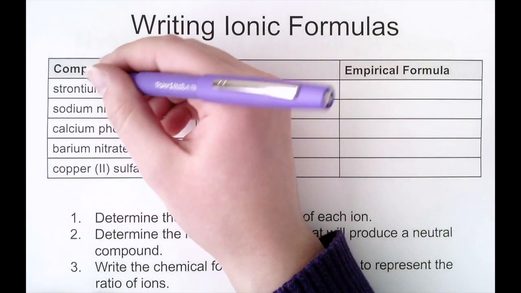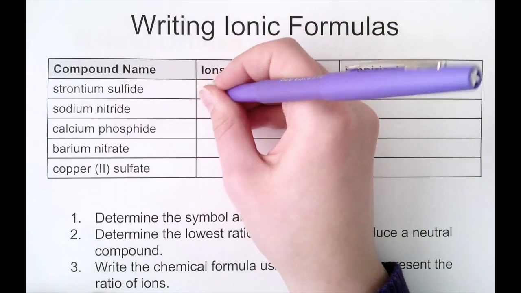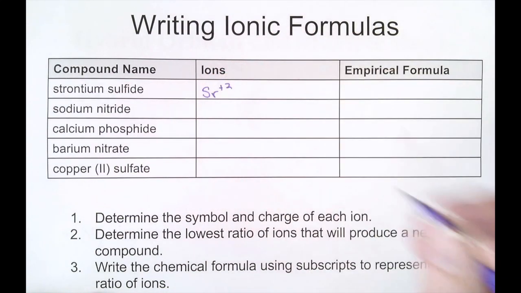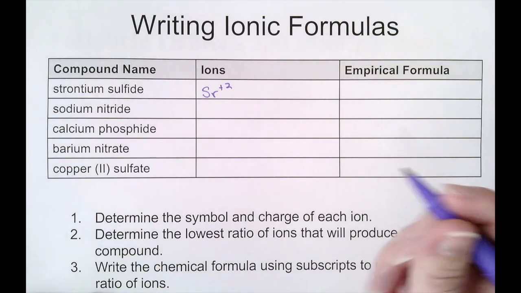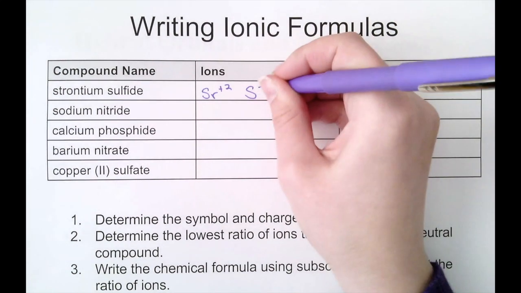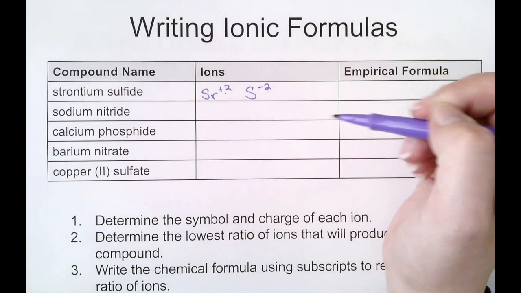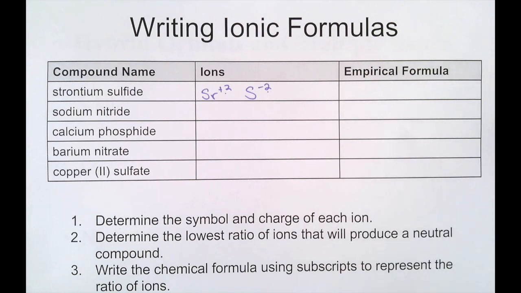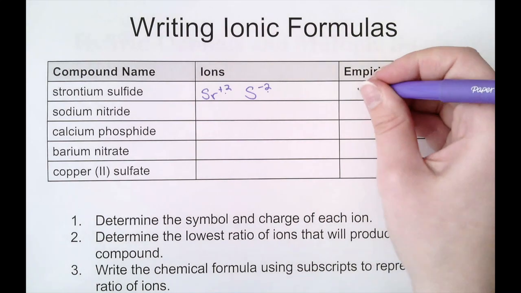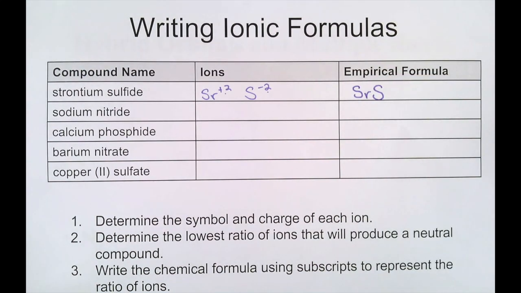So first off, strontium has 2 valence electrons, so it's going to lose those to form a +2 ion. Sulfide has 6 valence electrons, so it's going to gain 2 to form a -2 ion. Now when we look at this, +2 plus -2 will add up to 0, which means it already forms a neutral compound with just a 1-to-1 ratio. So we're just going to write it as SrS, a 1-to-1 ratio of strontium to sulfide.